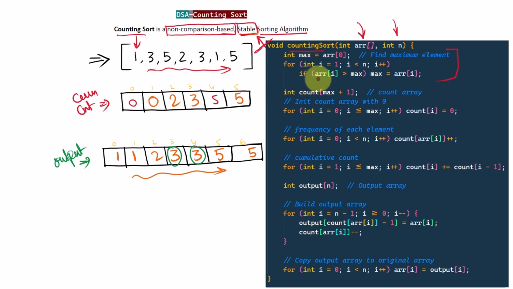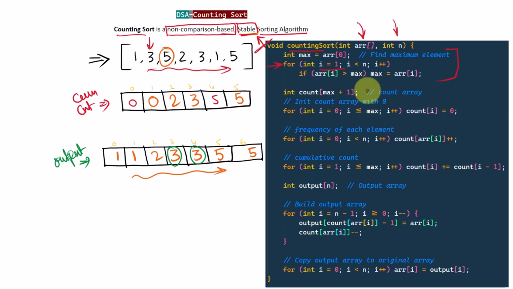To find the max element, we are running one for loop. The for loop will run from the second element. That means it will run from index 1 till the end of the array, and we're gonna compare with the elements to find the maximum from this array.